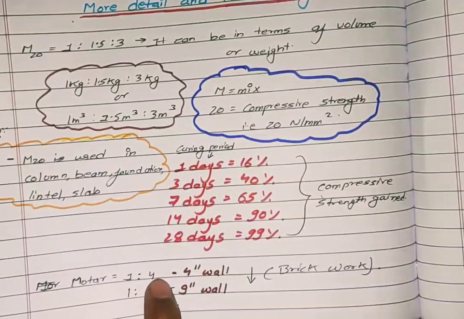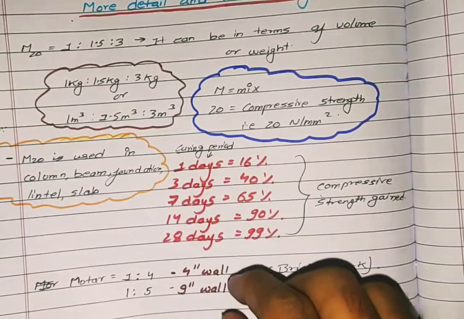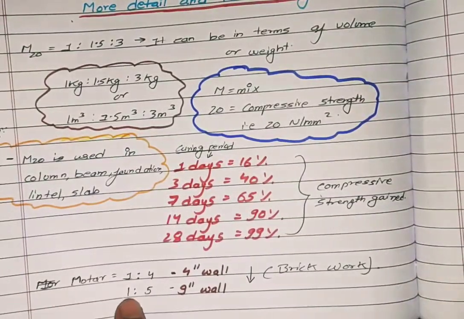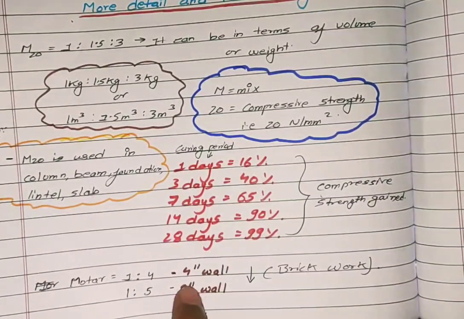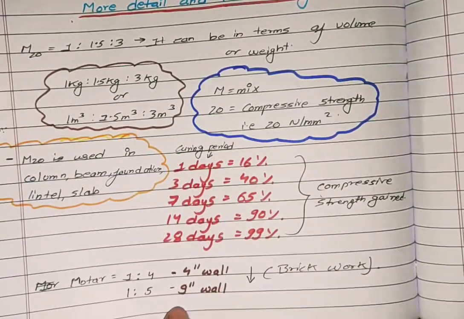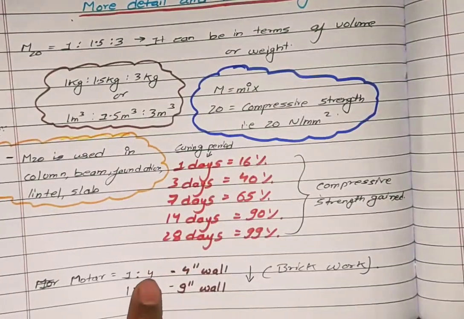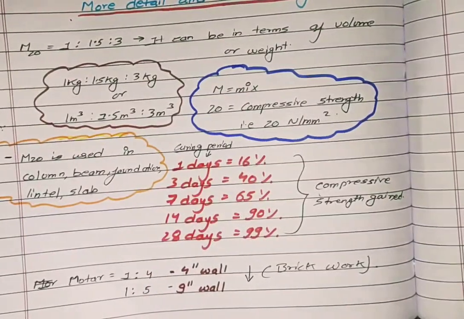That is, 1:4 ratio is used in 4 inch wall, 1:5 in 9 inch wall. While increasing the thickness, the ratio also increases. For walls greater than 9 inch we use 1:6 ratio. Here 1 means cement and 4 means sand.